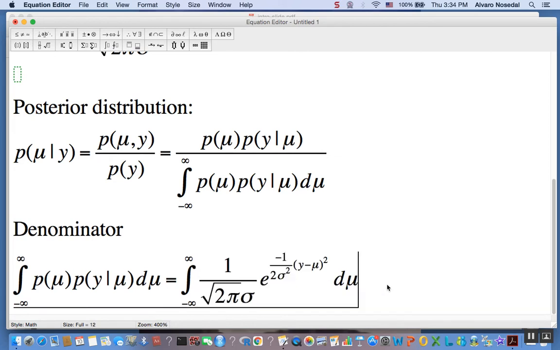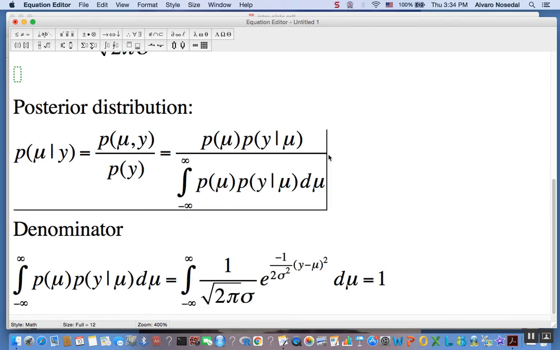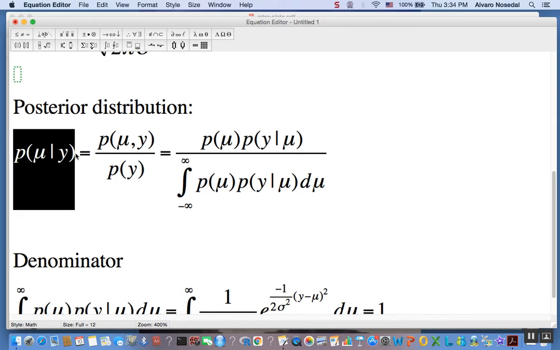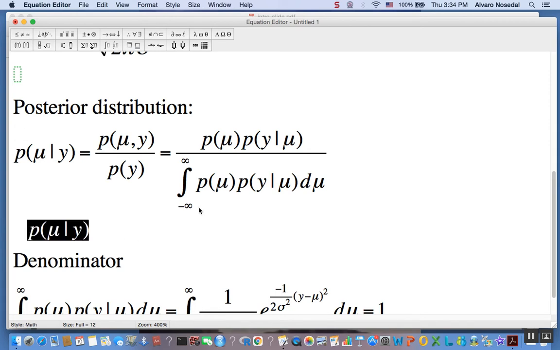PDF of a normal. And the integral from negative infinity to infinity of this guy is just 1, right? So what we have is that this guy here is just a constant 1. So your posterior is proportional, in this case the constant that you have here is 1, but let me use the proportionality symbol here, is proportional to this.